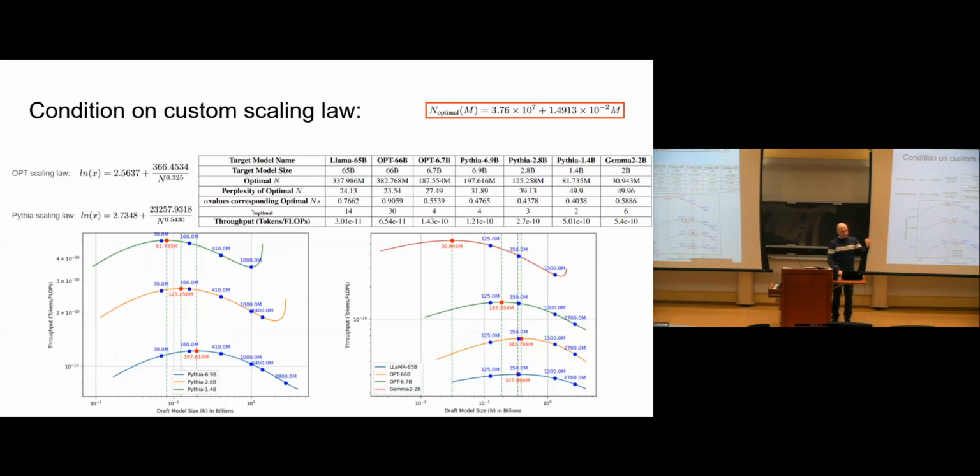We also constructed our own versions of the scaling laws for the OPT and the Pythia models that resulted in an extremely similar result, which you can see in the top right corner. So the general rule of thumb is that the optimal size of the draft model is approximately two orders of magnitude smaller than the target.